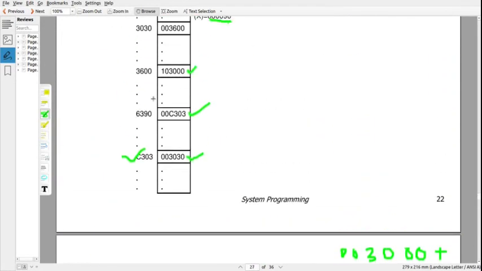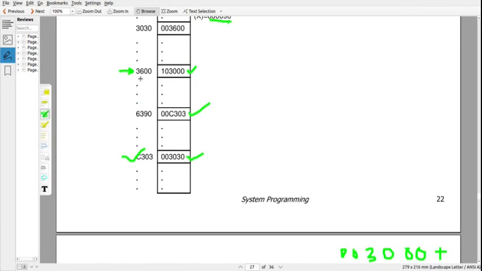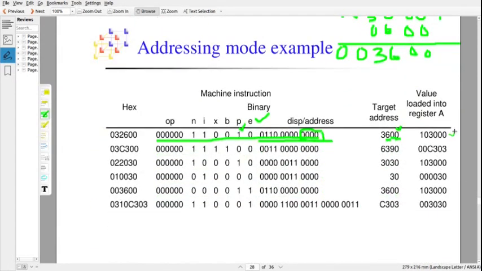Then we will refer to the memory. This is the location obtained, 003600. That memory location contains 103000. That is the value we will get. Okay, so the meaning of this opcode is load accumulator. Whatever is present at the target address is loaded into the accumulator. This is the instruction LDA, load accumulator. Okay, so the first instruction is over.